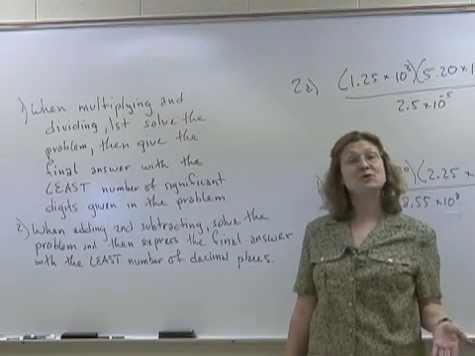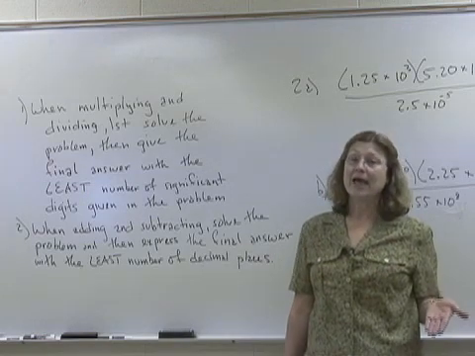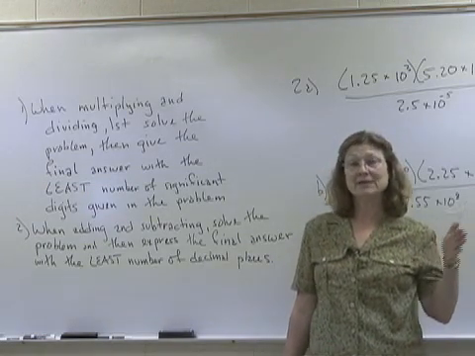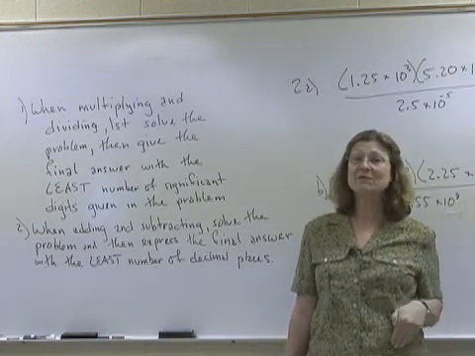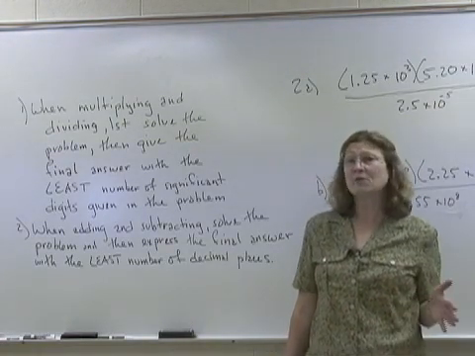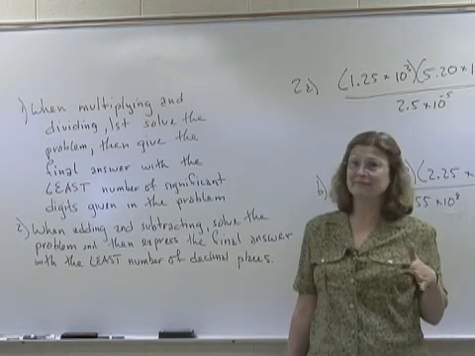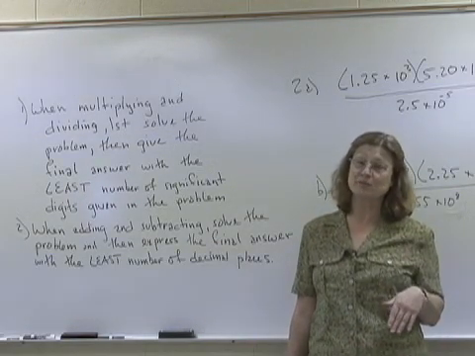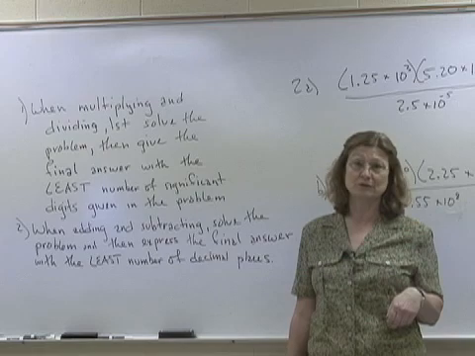When you're adding and subtracting, it's a different rule. You look at the numbers in the problem, and the one with the least number of decimal places is how you express your final answer. So you always solve the problem as you would normally, but it's the final answer that then is changed because of the significant digit rules.